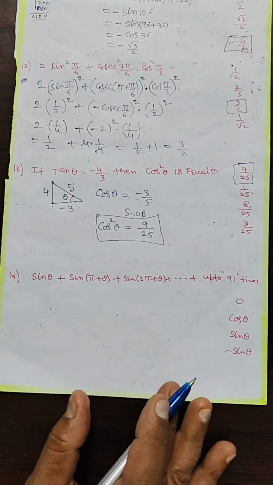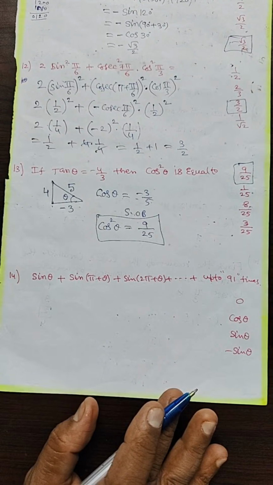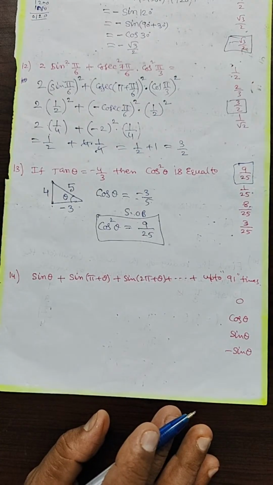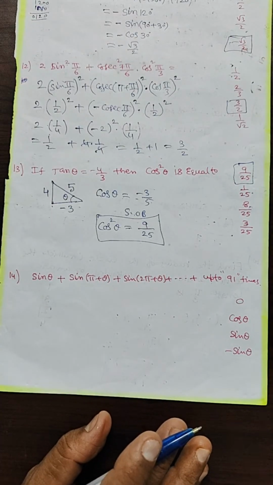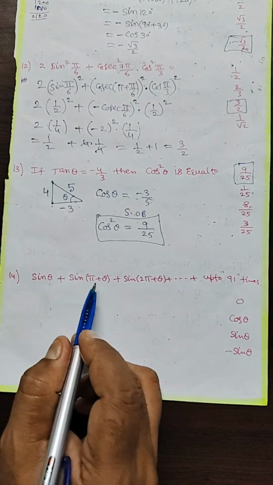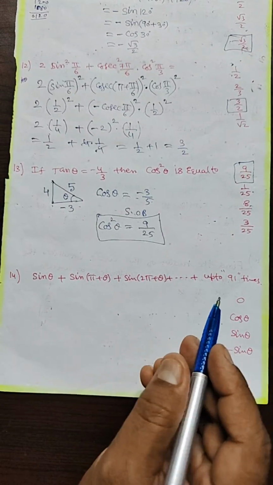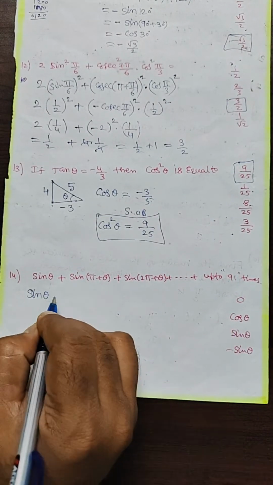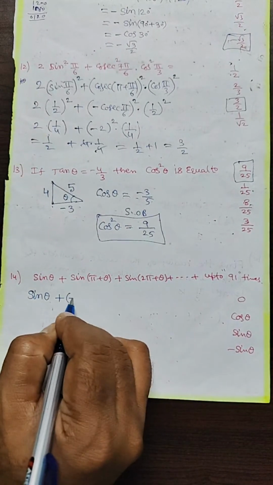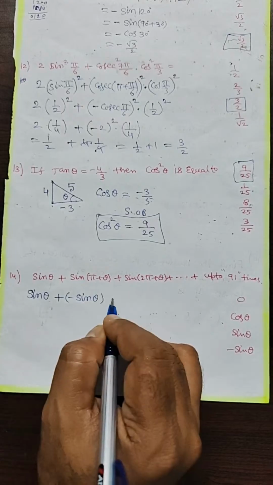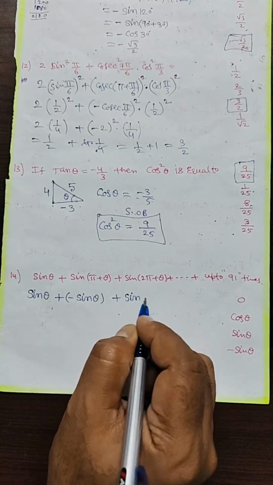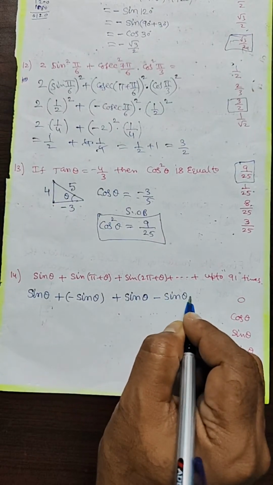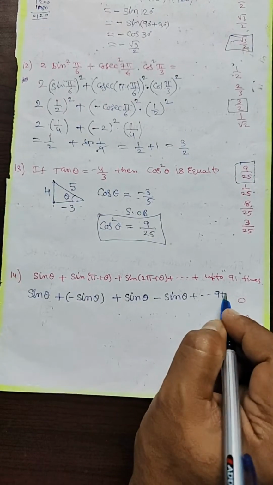So come to the other question. This is a logical question. In this logic, sin theta plus sin of pi plus theta, sin of 2 pi plus theta, and so on up to 91 times. See, sin theta, sin of pi plus theta is minus sin theta. So alternatively plus and minus we are getting. Sin 2 pi plus theta is sin theta. Next sin of 3 pi plus theta is minus sin theta, and so on. Total 91 terms are there.